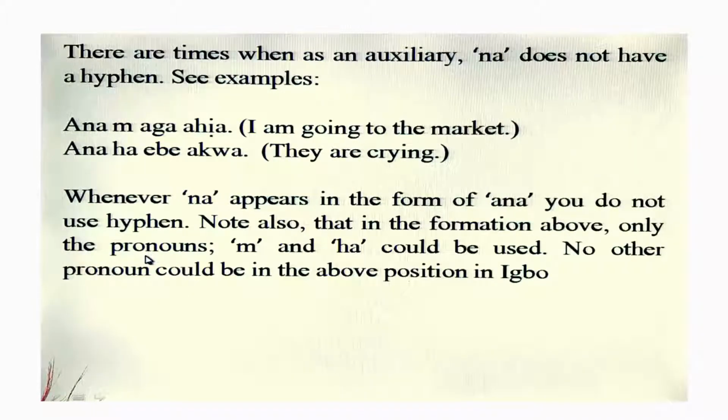There are certain formations where na does not have a hyphen. Let's look at these examples. Ana maga ahia. I'm going to the market. Ana ha ebe akwa. They are crying. Now, in Igbo, whenever we have this form, it is always written like this without a hyphen. So whenever you see na in this form, do not use a hyphen.